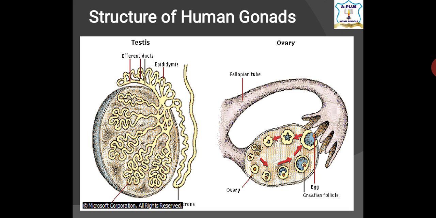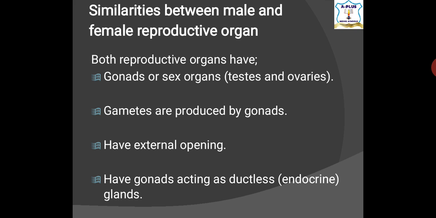Here we have the fallopian tube under the female, which is the ovary, female reproductive organ. We have the ovary, we have the egg and the Graafian follicle. This is what ruptures that brings out the ova, that brings out an egg. When this ruptures, it brings out the egg. So that is the structure of human reproductive organ.